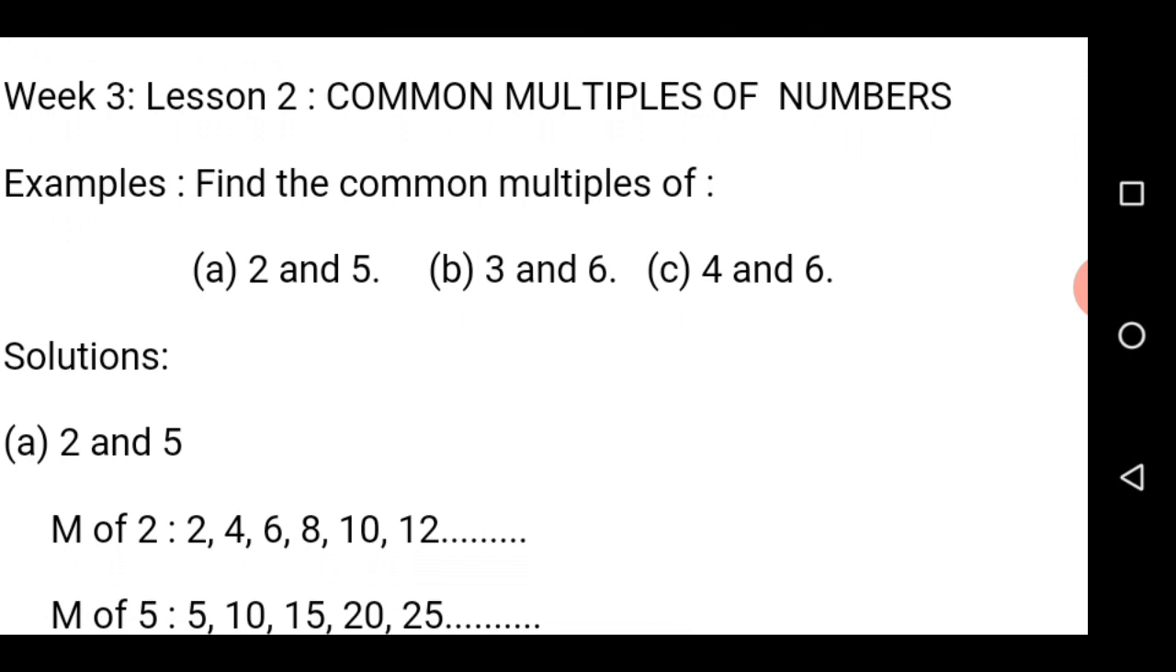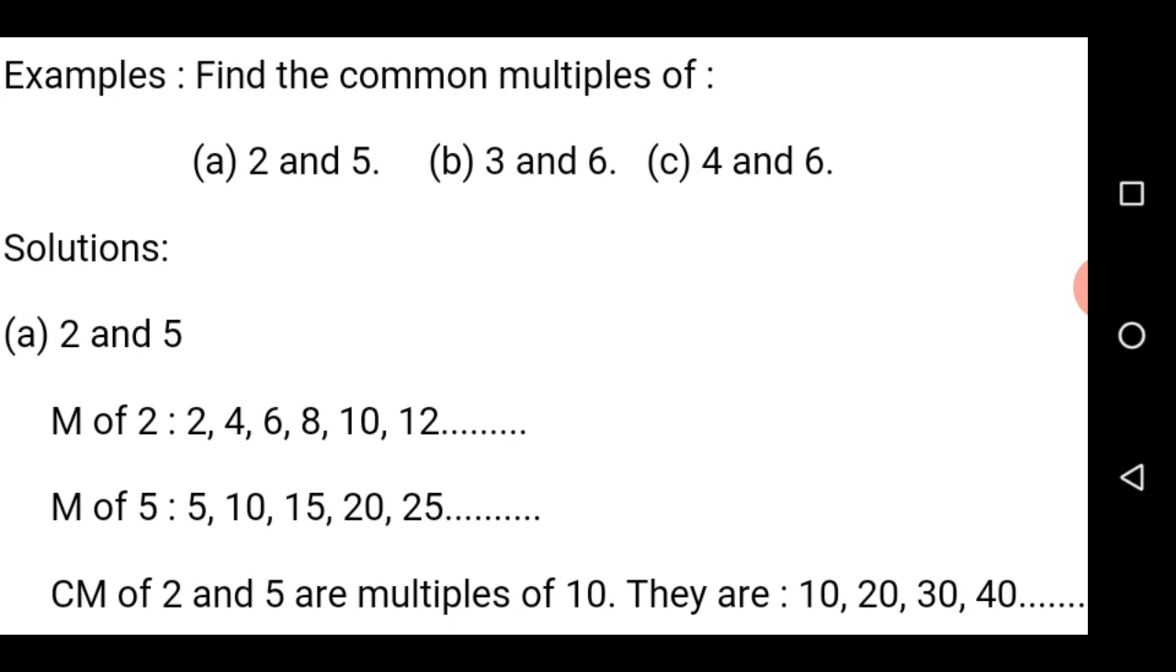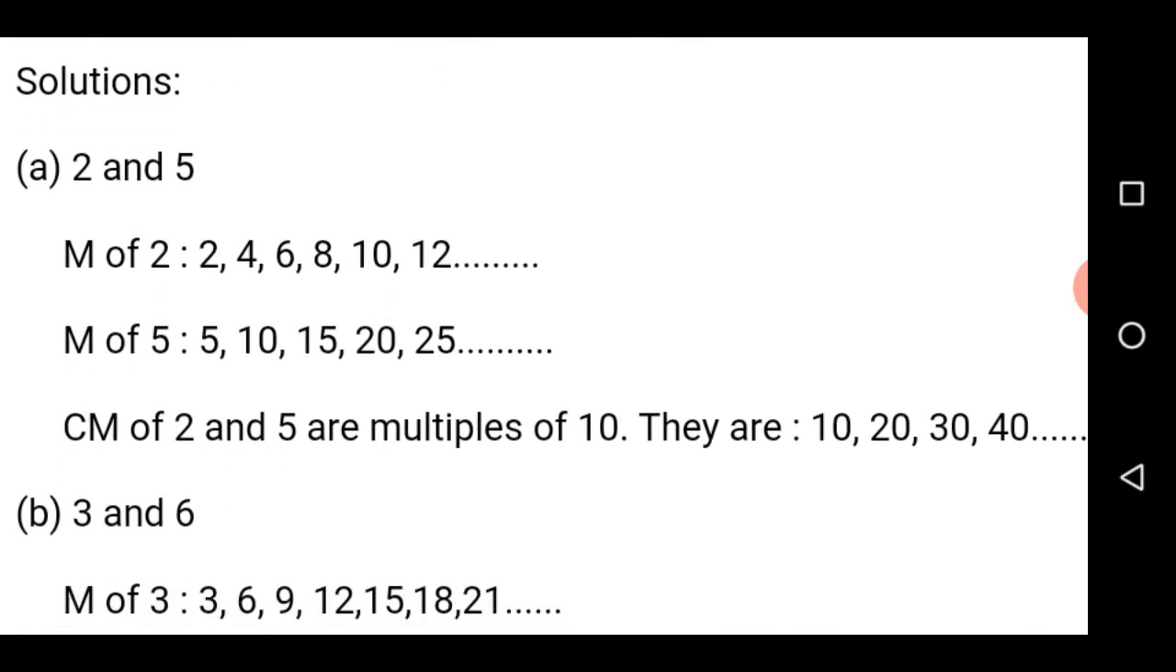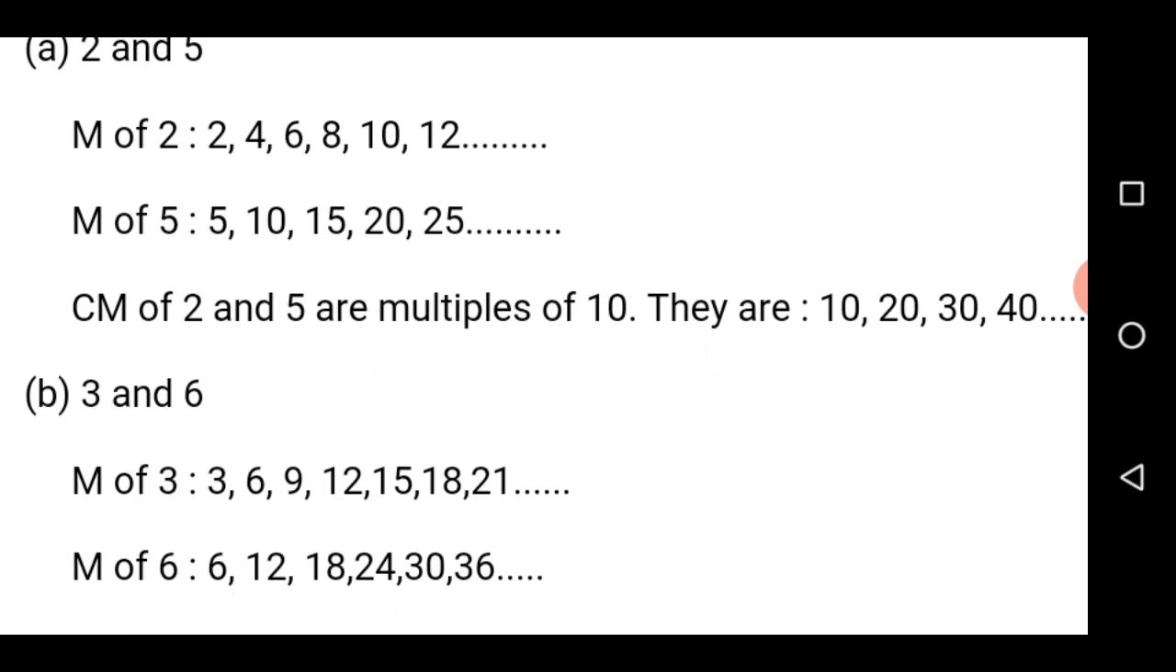Find the common multiples of A, 2 and 5, B, 3 and 6, C, 4 and 6. So, solutions now. The first one is 2 and 5, which is A. Like I told you earlier, the first thing that you have to state out is the multiples of the two numbers that are given to you.